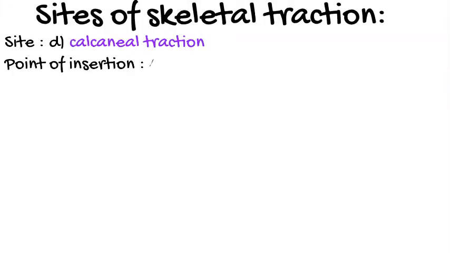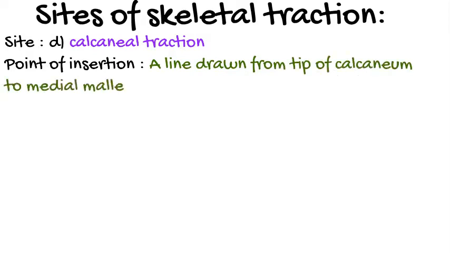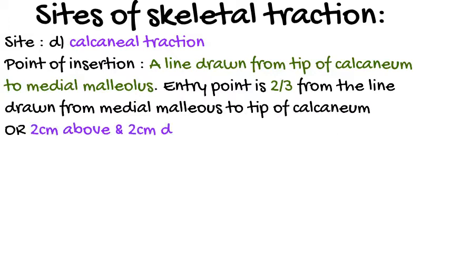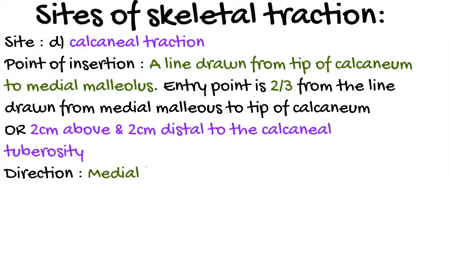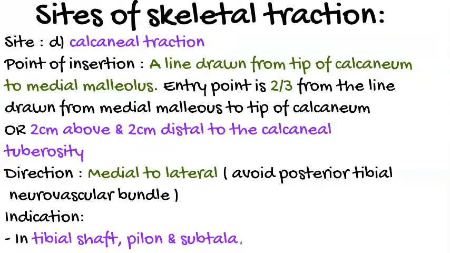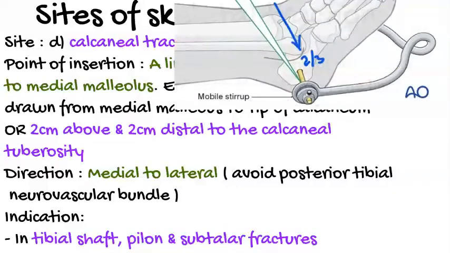And the final site is D, calcaneal traction. For the point of insertion, a line is drawn from the tip of the calcaneum to the medial malleolus. The entry point is 2/3 along the line drawn from the medial malleolus to the tip of the calcaneum, or 2 cm above and 2 cm distal to the calcaneal tuberosity. The direction of the pin insertion is from medial to lateral. This is to avoid the posterior tibial neurovascular bundle. Indications include tibial shaft fracture, pylon fracture, and subtalar fracture.